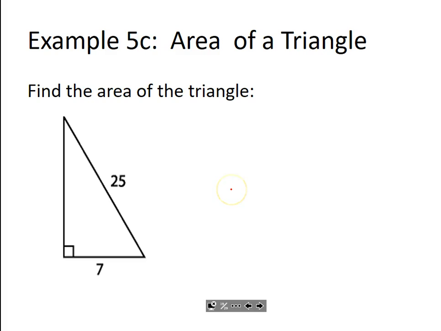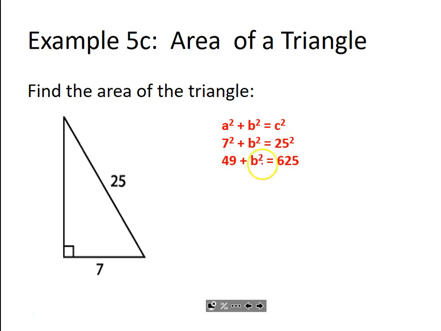So to do this again, we're going to determine what do we have in this right triangle. We have the hypotenuse because 25 is the hypotenuse, so that's going to be our C. We could make 7 our A or B, but again, we're going to use our formula a squared plus b squared equals c squared. We're going to do 7 is A and 25 as C. So we're going to square our 7, that's 49. We're going to square 25, that's 625.